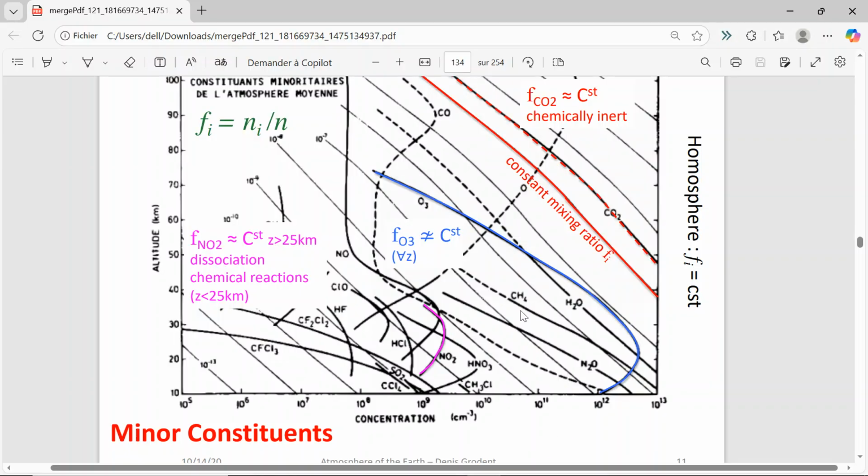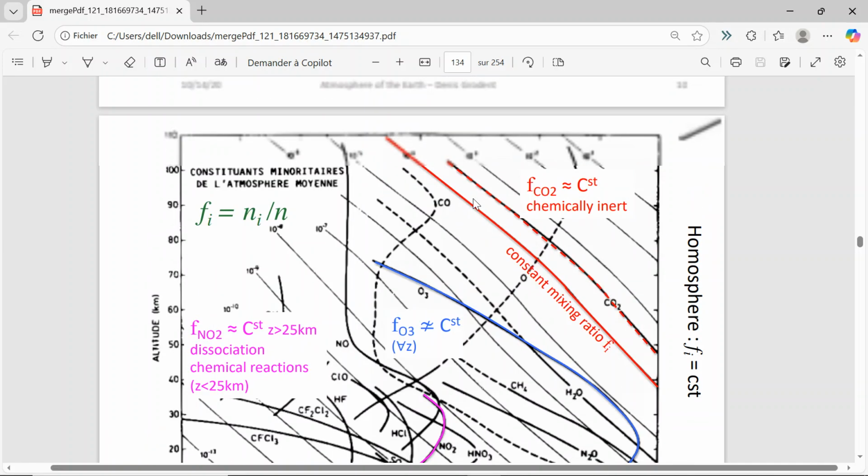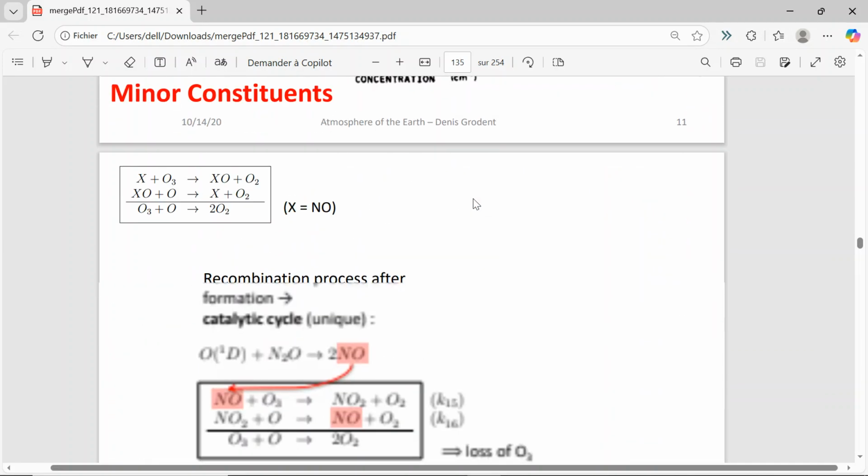So the Chapman model was not efficient in order to explain the ozone destruction. We see that we have plenty of different species, the chlorine one, for example, and the NO right here, that will be subject to investigation in order to explain why the ozone concentration is dropping with altitude.